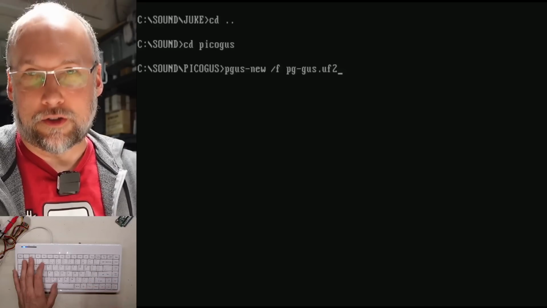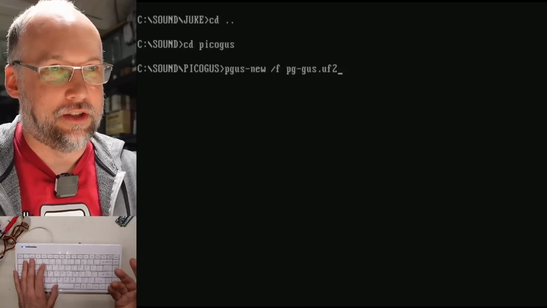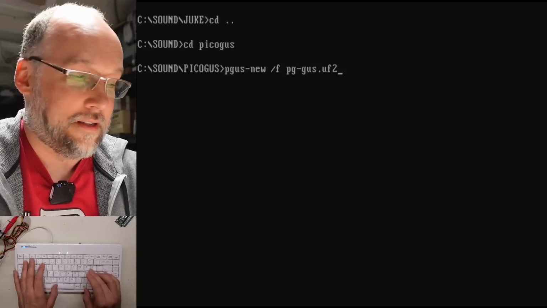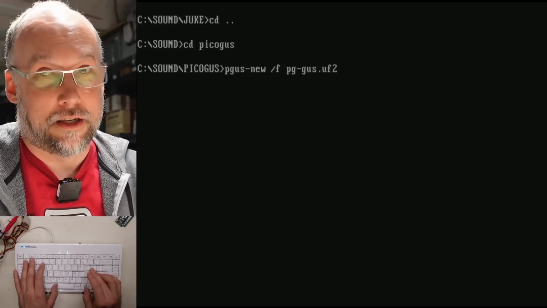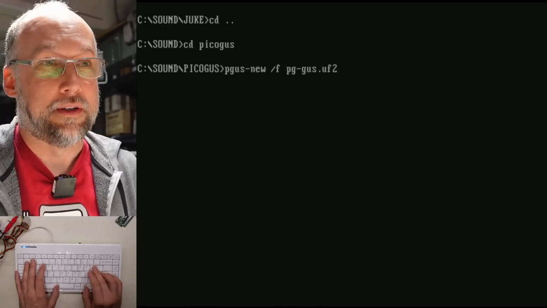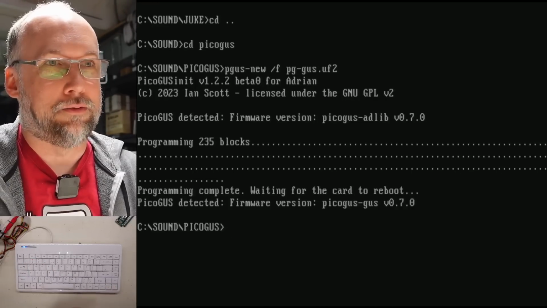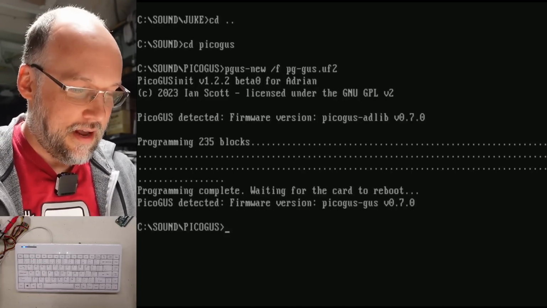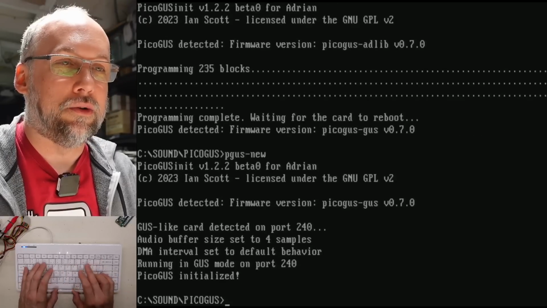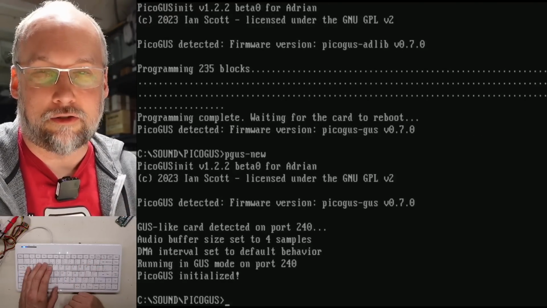I'm not an OPL2 expert by any means, but when I listen to the OPL music that comes out of this card, it sounds completely as I would expect it out of a real AdLib card. So let's switch back to Gravis Ultrasound mode. That's all it takes, we just have to run that one command, and we do PicoGUS-new again. There it is. It's now detected as a Gravis card.